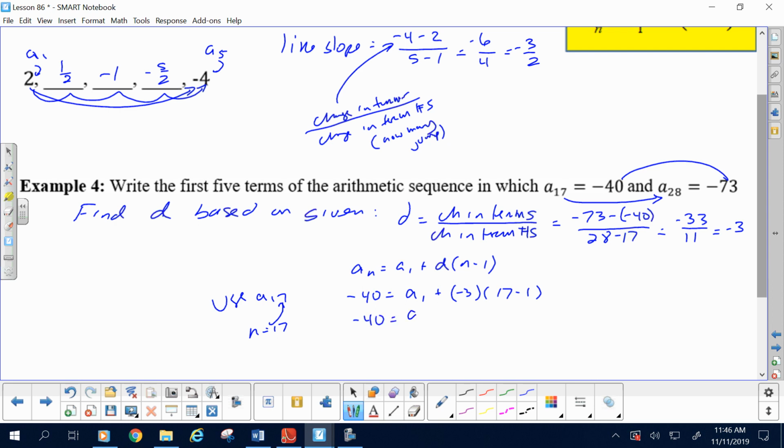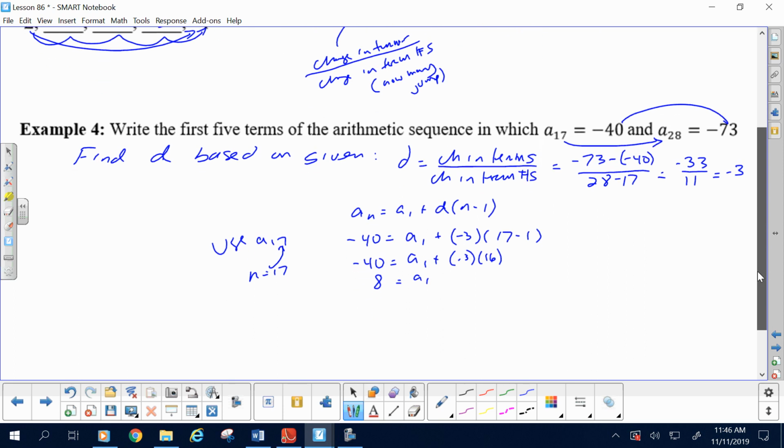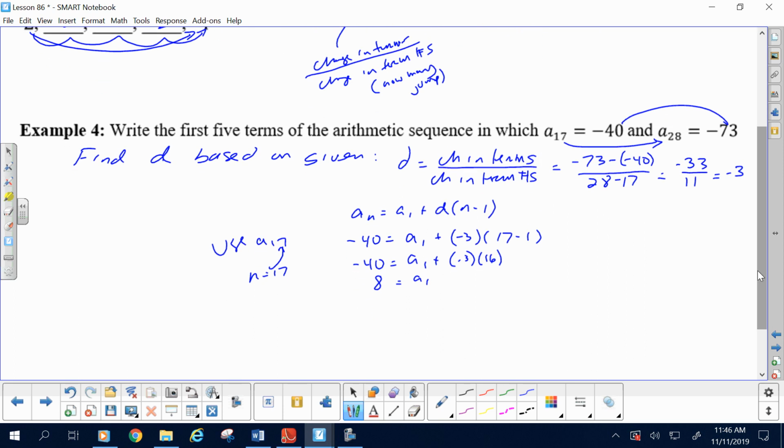So how do I figure out what the first term must have been? Well, I got to -40 by subtracting 3 16 times, so I must have started at 8 to begin with. Now we're getting somewhere. The question was find the first 5 terms in the sequence. What have I found? First term is 8.